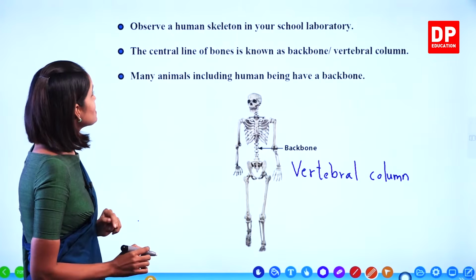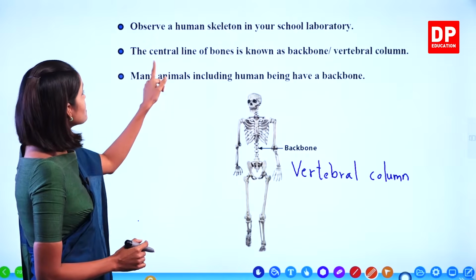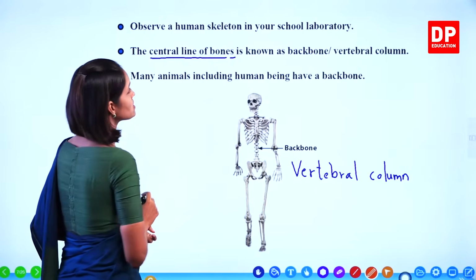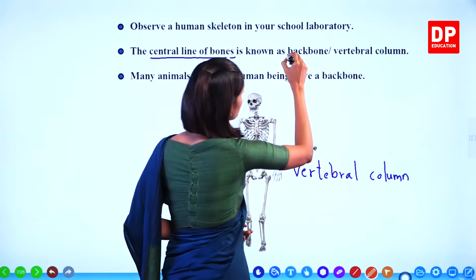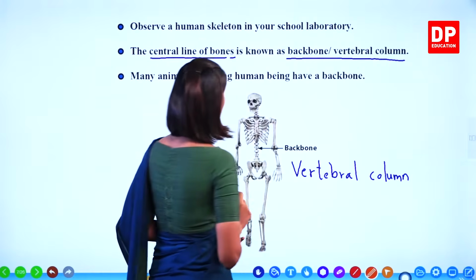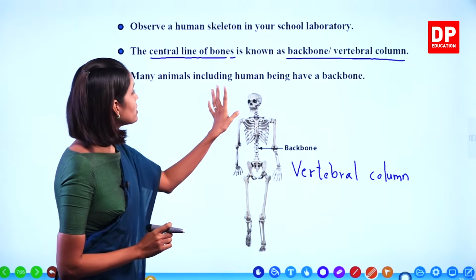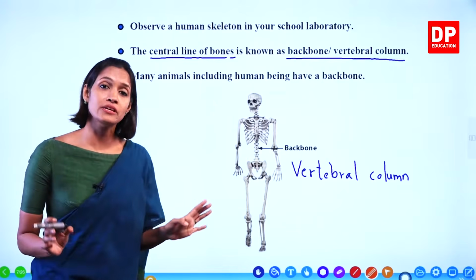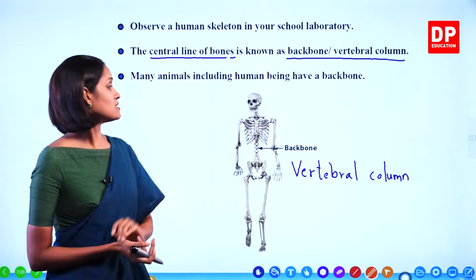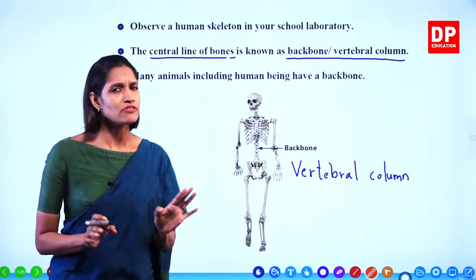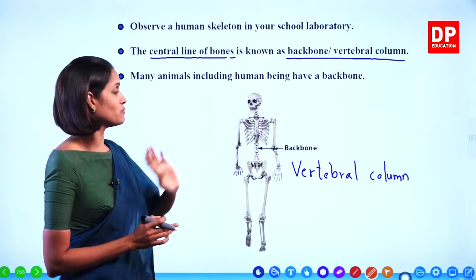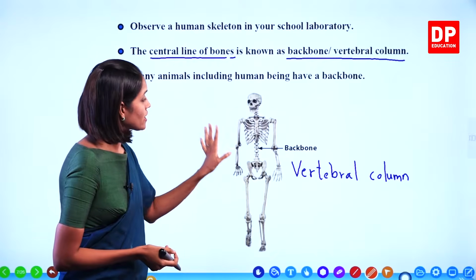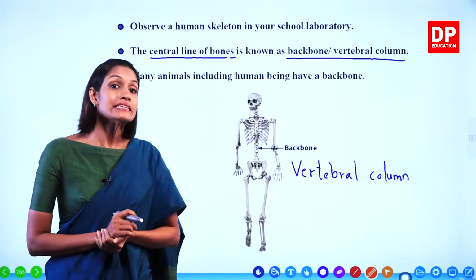Observe a human skeleton in your school laboratory. The central line of bones is known as the backbone or vertebral column. Many animals, including human beings, have a backbone. You must have seen humans, obviously we have the skeletal system including the backbone. Most of the other animals also have this backbone. I am going to use a special activity to show this skeleton clearly now.